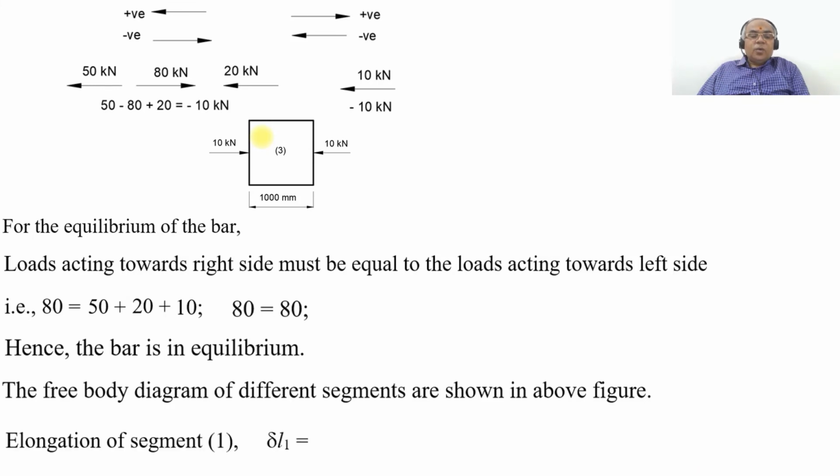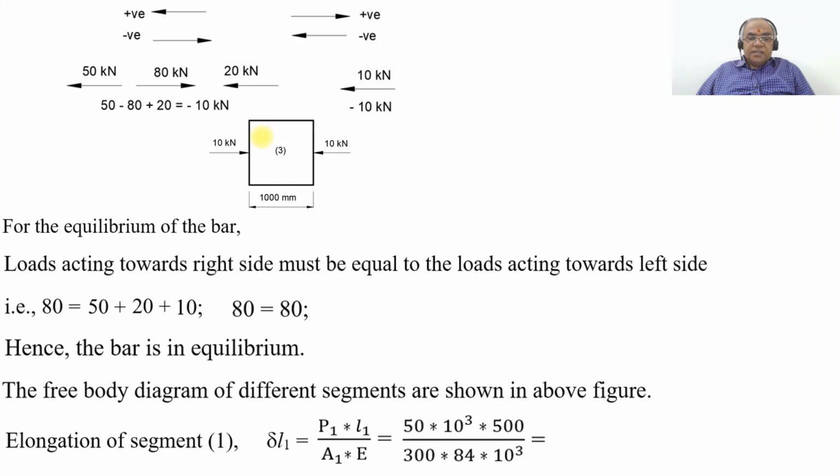Now we will find out the elongations in segment 1, segment 2 and segment 3. In segment 1, delta L1 will be equal to P1 into L1 by A1 into E. So what is P1? P1 is the first segment, which is 50 kilonewton. So 50 into 10 to the power of 3, and the length of the segment is 500, divided by area of the cross section 300 into 84 GPa, which is 84 into 10 to the power of 3. On simplification, you will get 0.9921 mm.